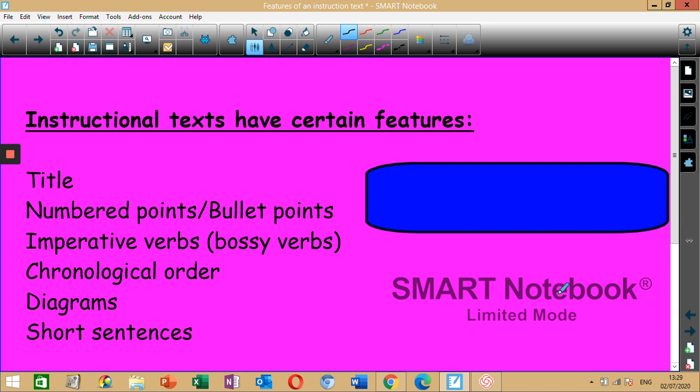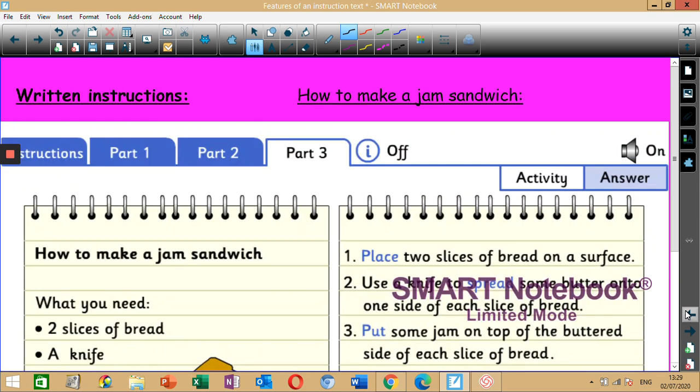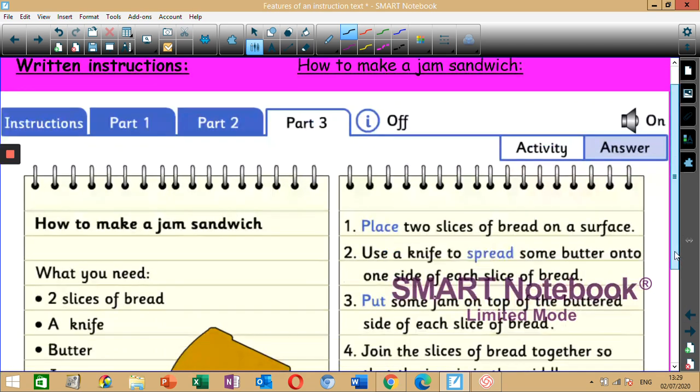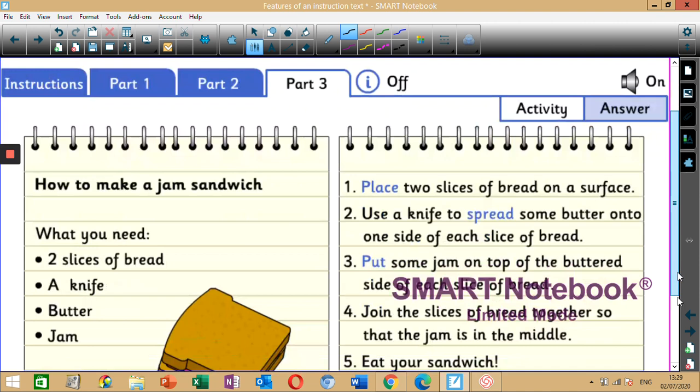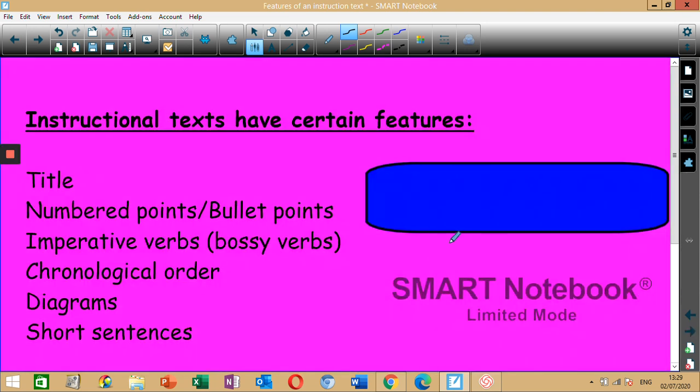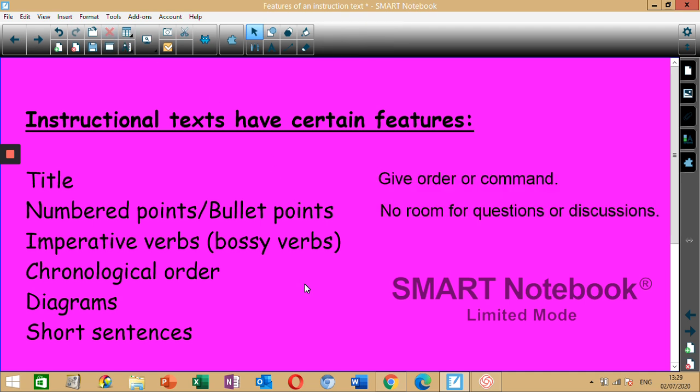We have the imperative verbs, so also known as bossy verbs. So they were place, put, and spread. So imperative verbs also give orders or commands, and with these verbs there's no room for any questions or discussions because the instructions are very clear, and instructions are always in chronological order.